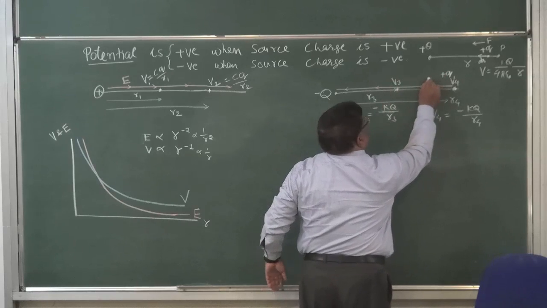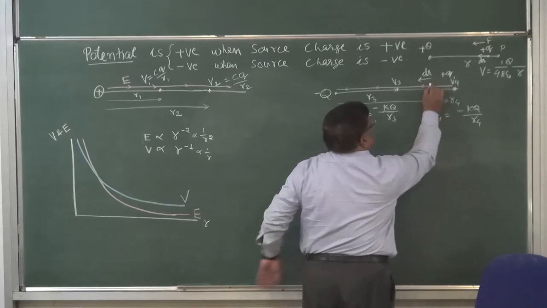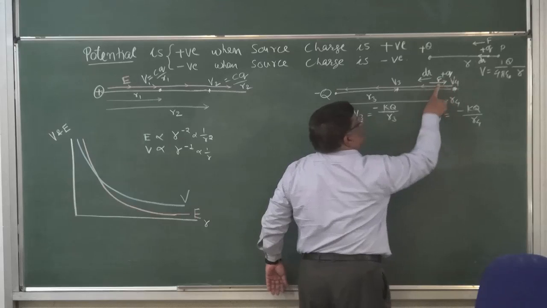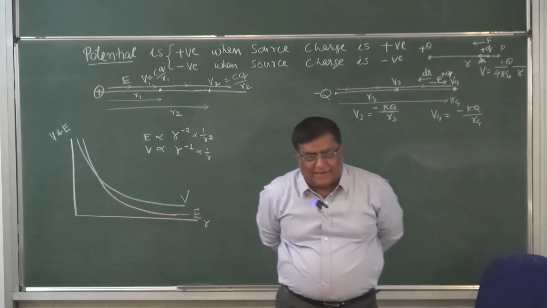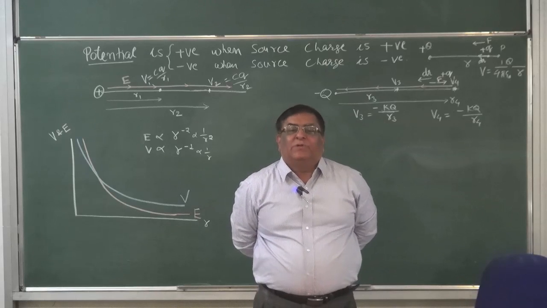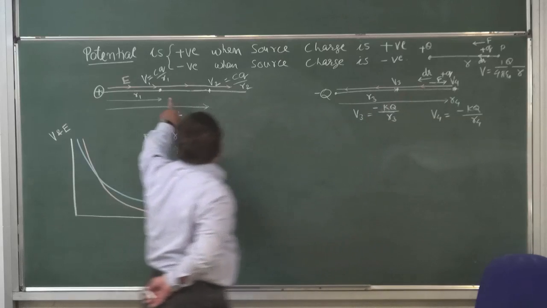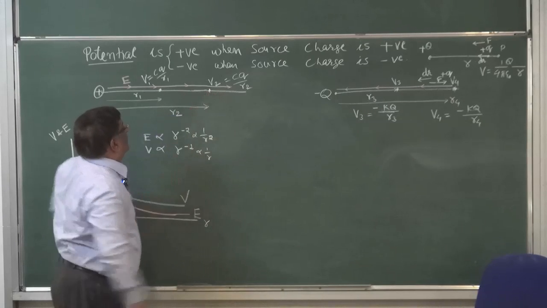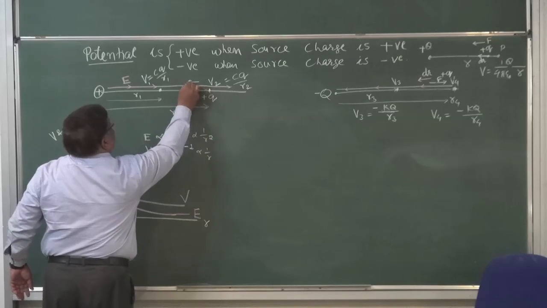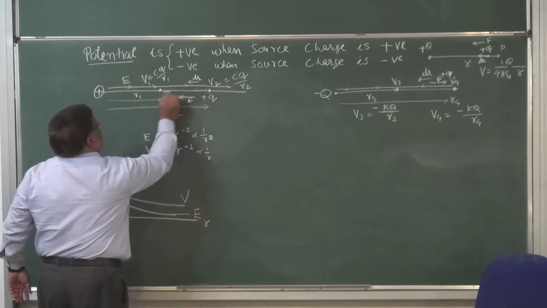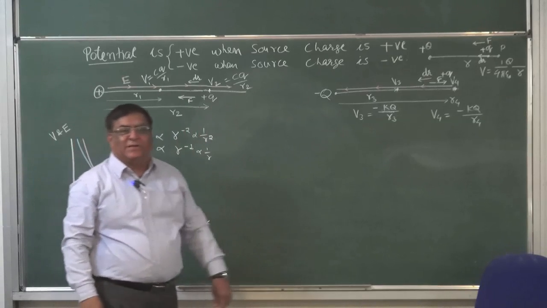So what is the direction of dr? This. What is the direction of my force? How is the work done? Positive or negative? Negative. So I am doing a negative work. So the potential developed is negative. In this case, I am bringing a positive charge from here to here. I have to apply force in this direction and there is a displacement in this direction. The work done is positive, the potential is positive. In this case potential is negative because the work done is negative.